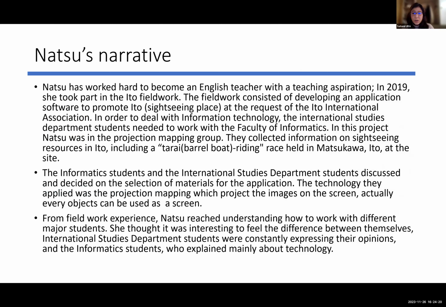The narrative is a long story, so I can give you a shortened explanation. Natsu was one of my research participants who took part in a project-based learning course to promote a sightseeing place in Japan in 2019 by developing a software application to attract tourists. Natsu was a student in the communication major, so for expertise in information technology, participants worked together with informatics students. They developed a projection mapping application.